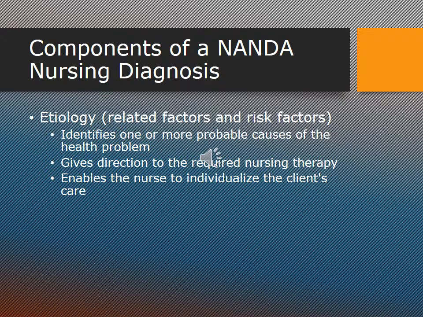Okay, the next step is the etiology. So we already have the label. Let's say we're going with deficit fluid volume. The etiology is what's causing this deficit fluid problem. It identifies one or more probable causes of the health problem and gives direction to the required nursing therapy, enabling the nurse to individualize the client's care. So if we know that our patient has deficit fluid volume, what could possibly be the cause of that?